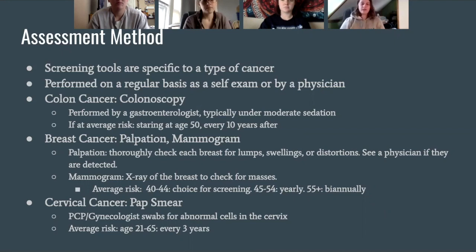And if you're at average risk, between the age 40 and 44, you have a choice if you want to start screening for them. And between 45 and 54, you get one every year. And after the age of 55, you would get one every 2 years.